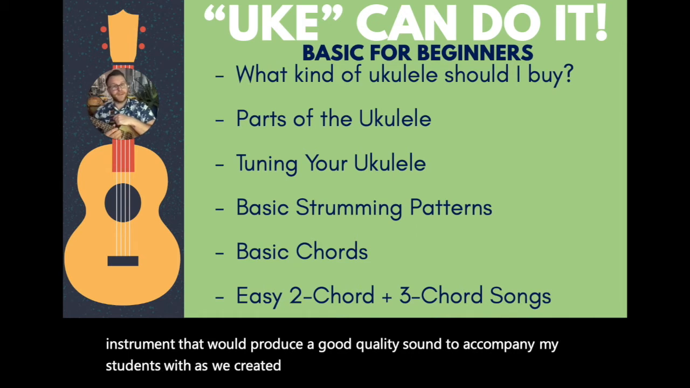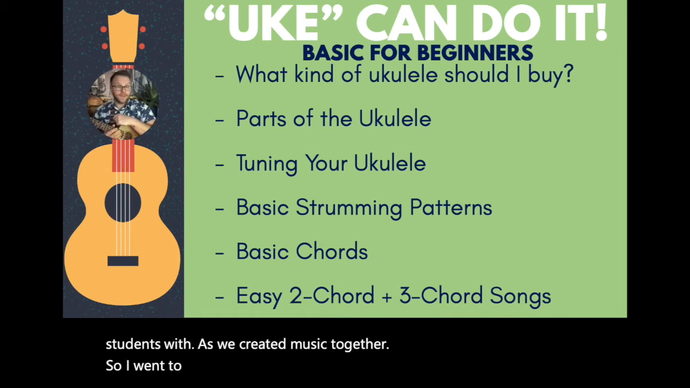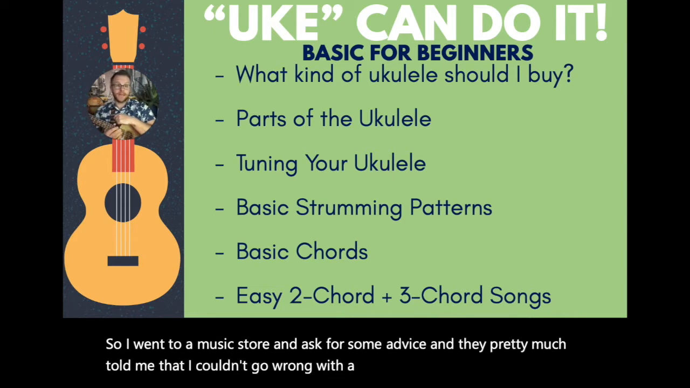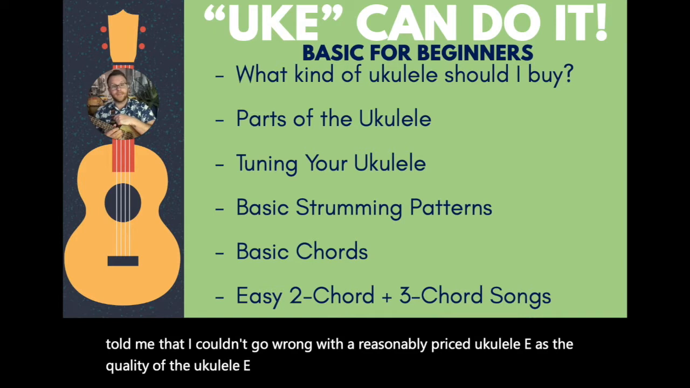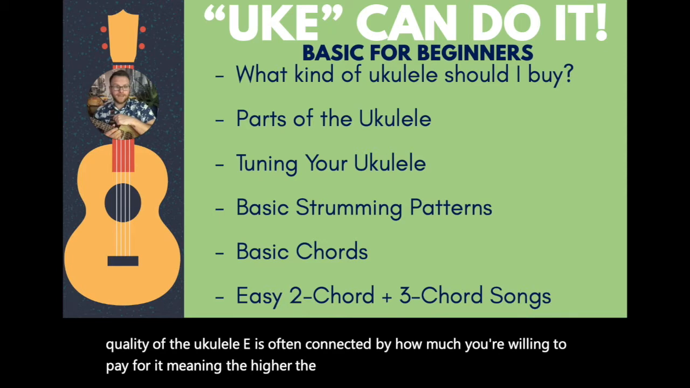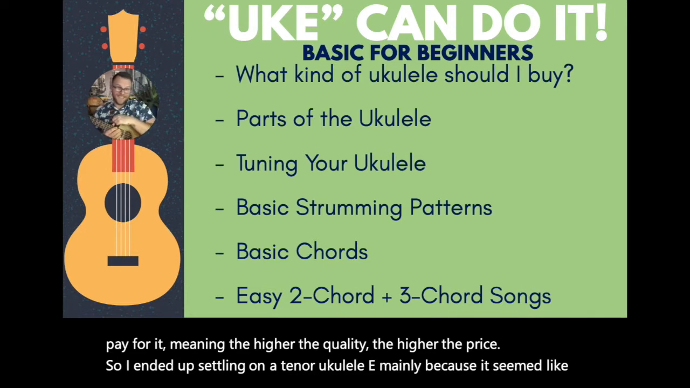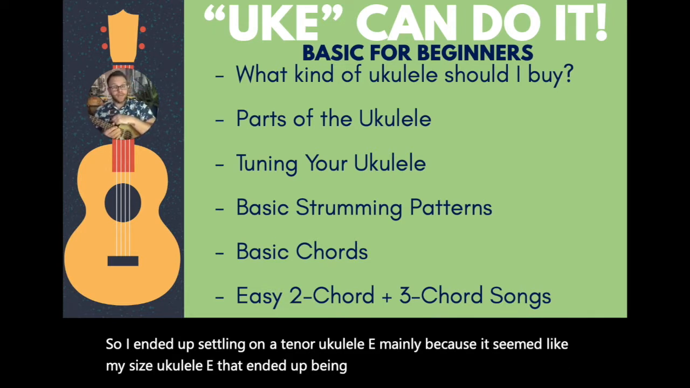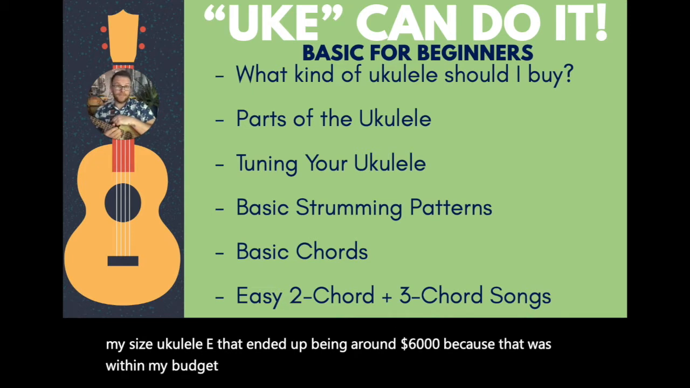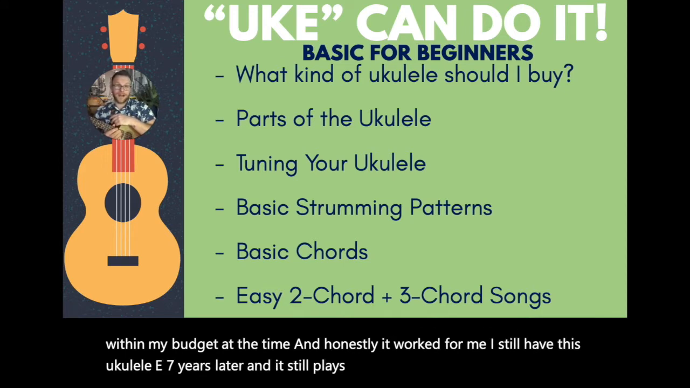So I went to a music store and asked for some advice, and they pretty much told me that I couldn't go wrong with a reasonably priced ukulele, as the quality of the ukulele is often connected by how much you're willing to pay for it, meaning the higher the quality, the higher the price. So I ended up settling on a tenor ukulele, mainly because it seemed like my size ukulele, that ended up being around $60 because that was within my budget at the time. And honestly, it worked for me. I still have this ukulele 7 years later, and it still plays like it did when I first got it.